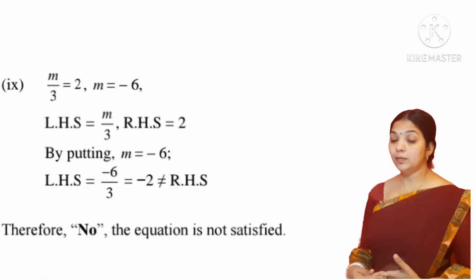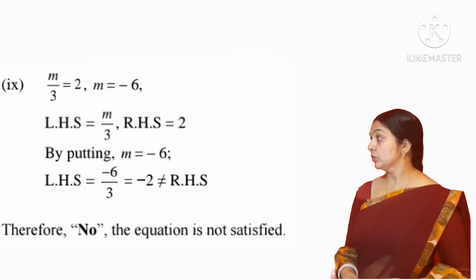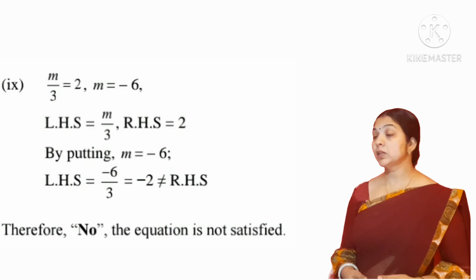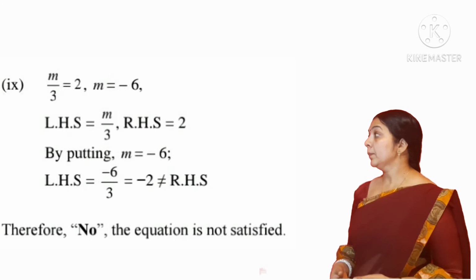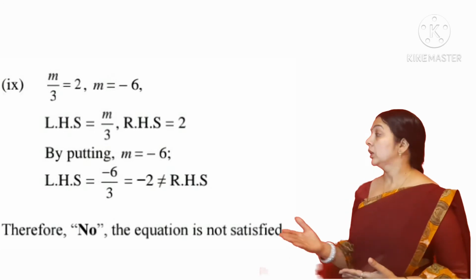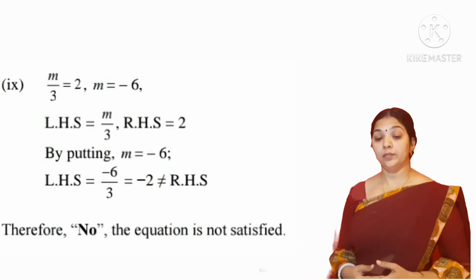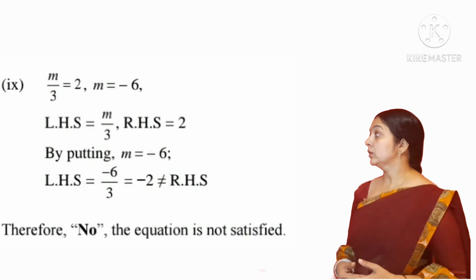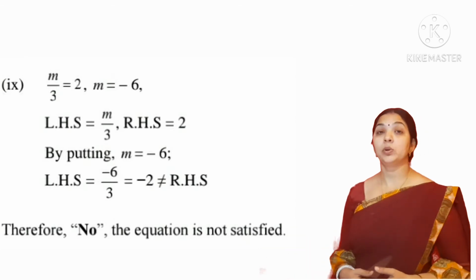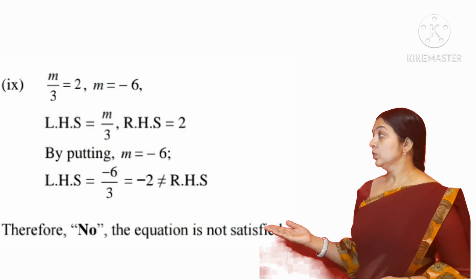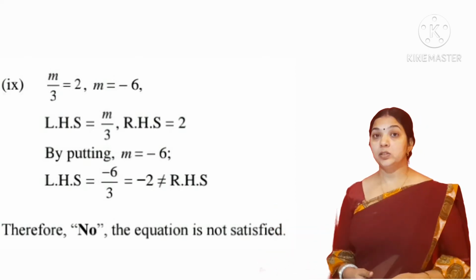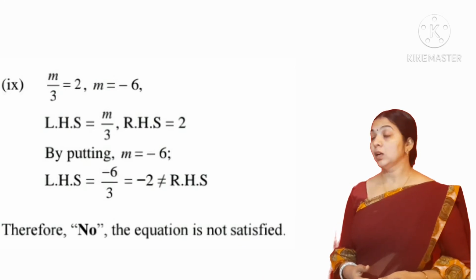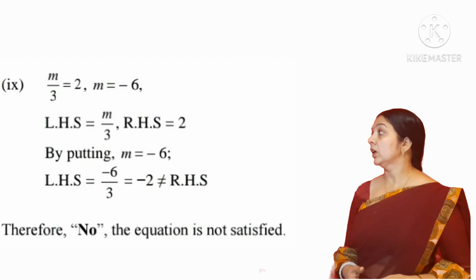Next is m upon 3 is equal to 2, and the value of m is equal to minus 6. So what will we do? Again we will put m is equal to minus 6 on the LHS side of the equation. So minus 6 upon 3 is equal to minus 2, and RHS is equal to 2. So we will say that LHS and RHS are not equal. So m is equal to minus 6 is not satisfying the given equation.